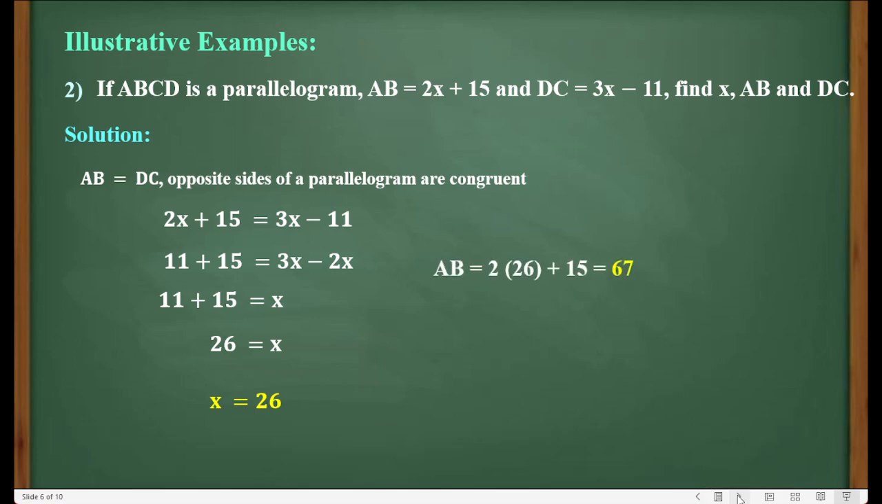Then for segment AB, we consider the expression 2x plus 15 and plug in the value of x, which is 26, and simplify the resulting expression. We found out that the length of segment AB is 67. And for DC, we consider 3x minus 11 and substitute x by its value, 26, and simplify. You will notice that the value is the same as that of segment AB, which is 67. So the length of segment DC is also 67 units. And these are the answers. Next.